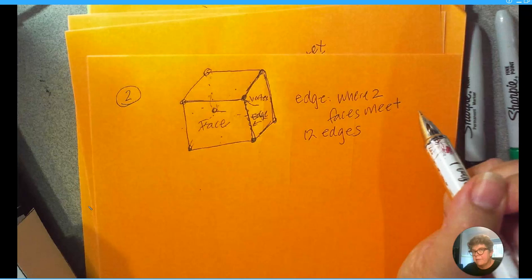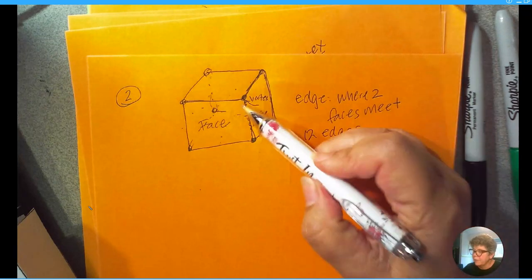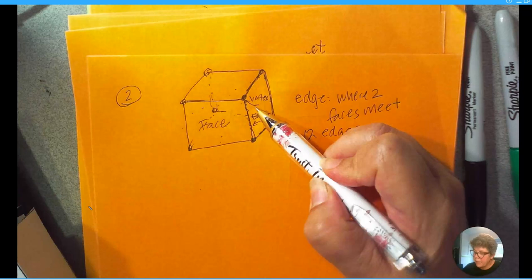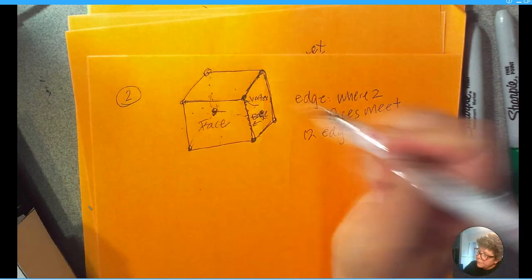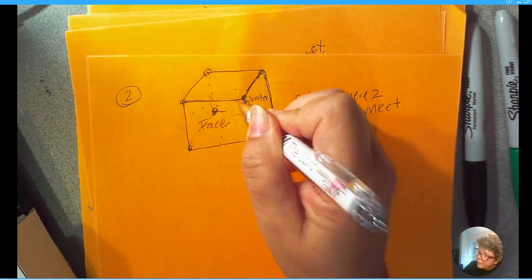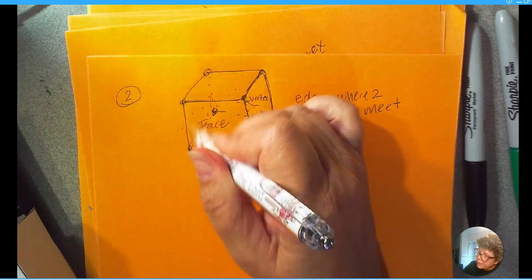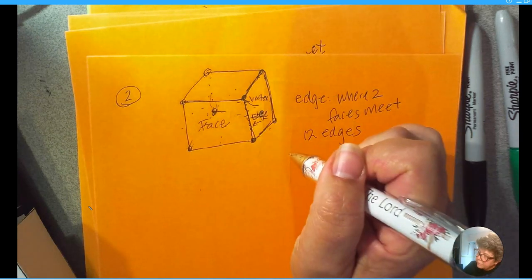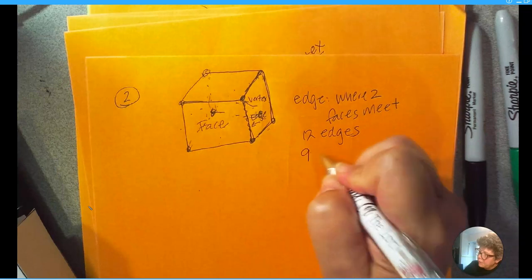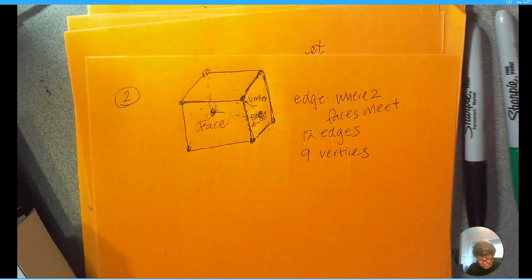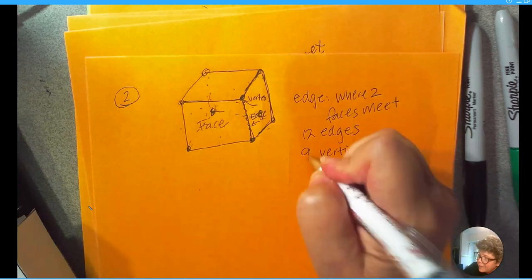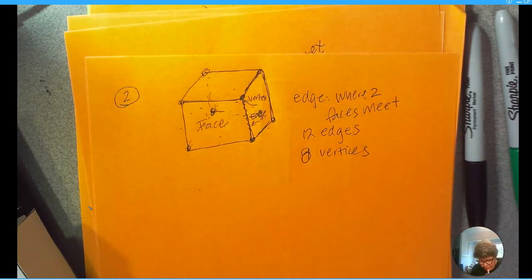Yes. How many vertices do you have? 1, 2, 3, 4, 5, 6, 7, 8, 9. Feels like I missed one. One's back there, one's back there. 1, 2, 3, 4, 5, 6, 7, 8, 9. Possibly 9 vertices, although we should double check that. I could be counting wrong. Oh, it should be 8. That's why. I was thinking it should be an even number. 8 vertices in our rectangular prism.